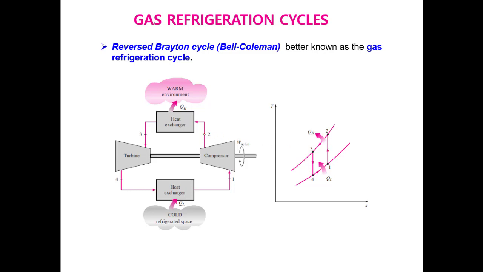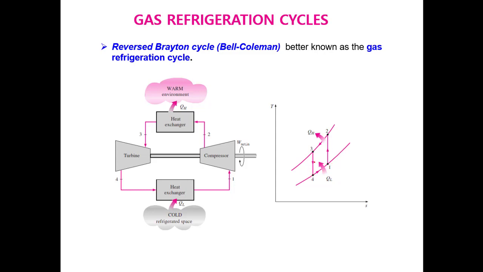And then from 2 to 3 is a heat rejection process, so we can say heat rejection at constant pressure. Similarly, that's an expansion process in the cooling turbine, so we can say isentropic expansion. Similarly, that's the heat absorption process, basically the cooling effect, heat absorption inside the cabin. So we can say the heat absorption again is at constant pressure.